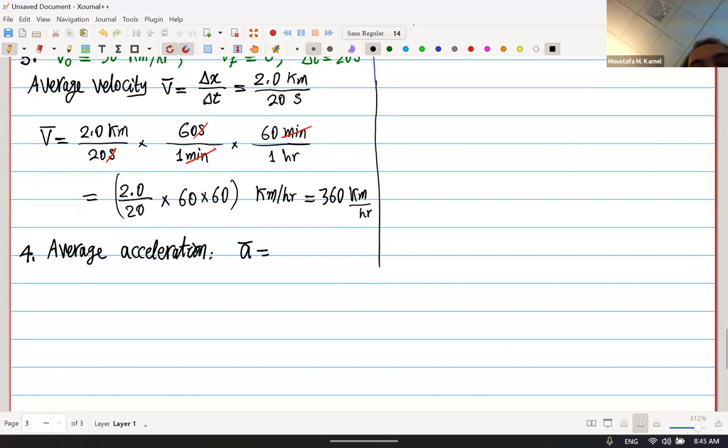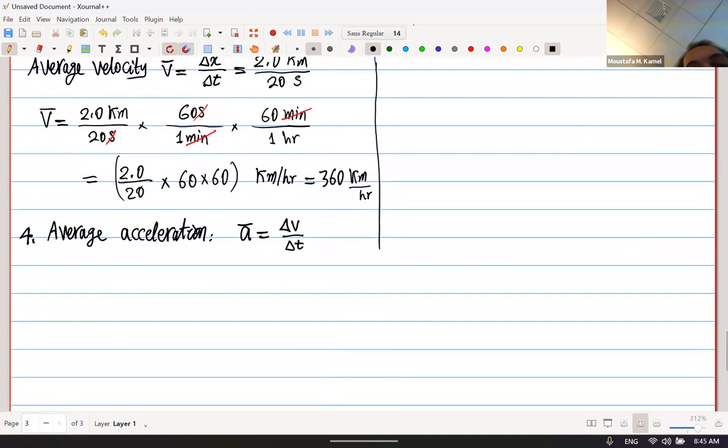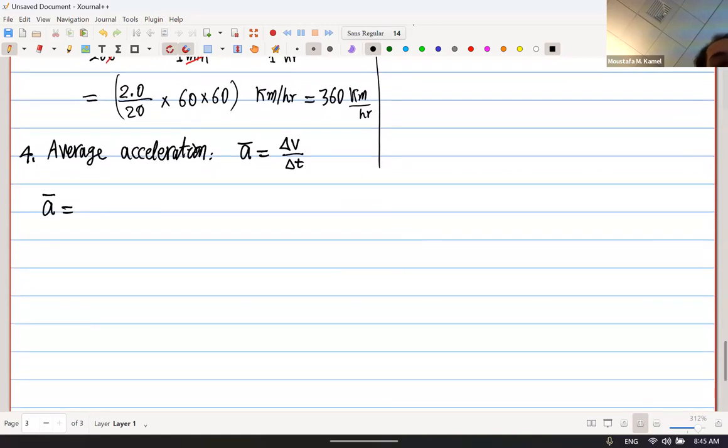And from the definition, it's change in velocity over change in time. We said that it starts at 30 kilometers per hour and it stops at velocity equals 0. So the average acceleration is final velocity minus initial velocity over time, which is 0 minus 30 kilometers per hour over 20 seconds.